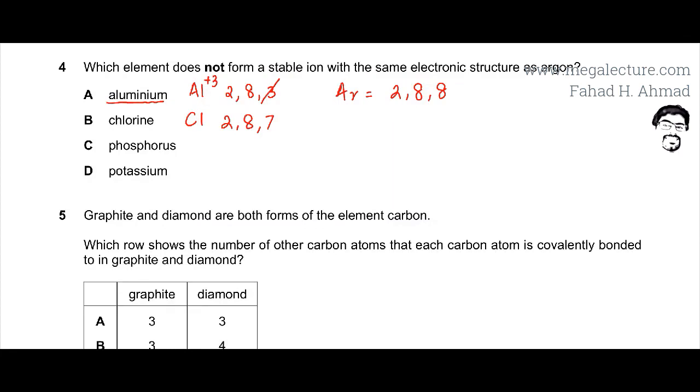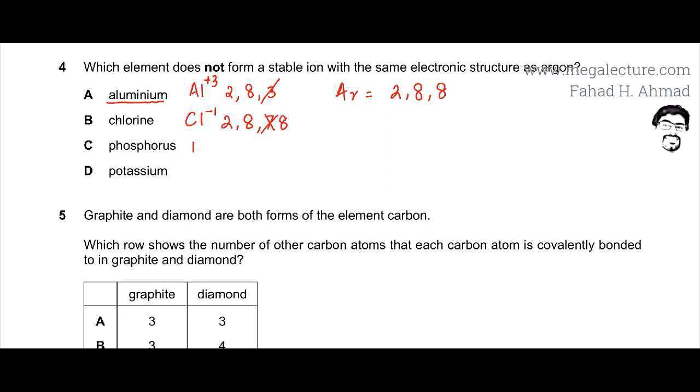While if you look at the rest of the atoms, chlorine has 17 electrons, 2, 8, 7. So chlorine is in group 7. It usually forms a -1 ion. If it forms a -1 ion, instead of 7 electrons, there are going to be 8 electrons in its outermost shell, which is going to be exactly the same as argon.